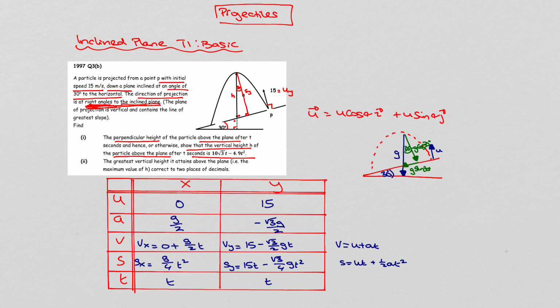Okay, so using this table then to find our perpendicular height, so looking at h here, we need to basically know what is sy. So sy, we have 15t minus root 3 over 4 gt squared.